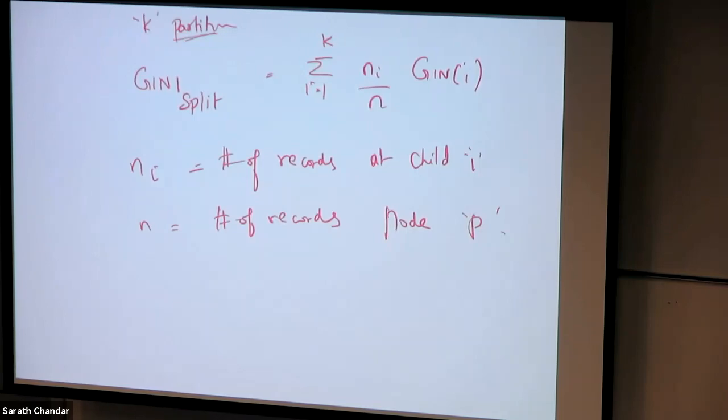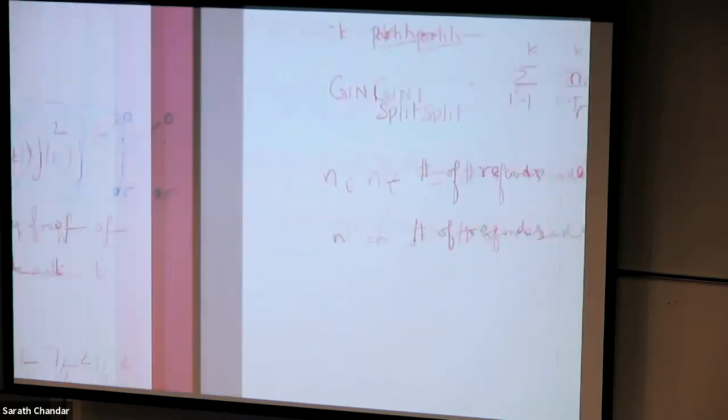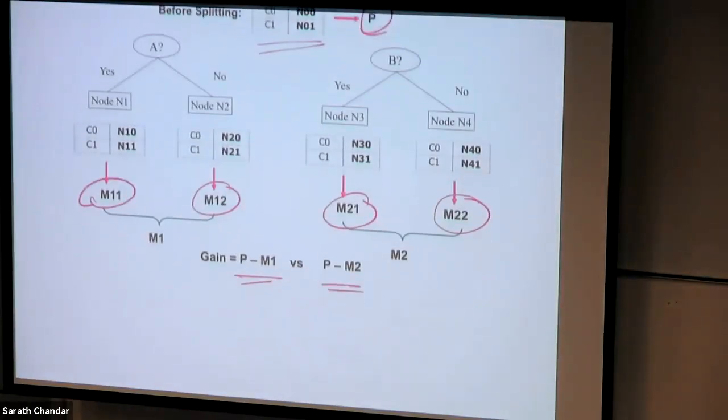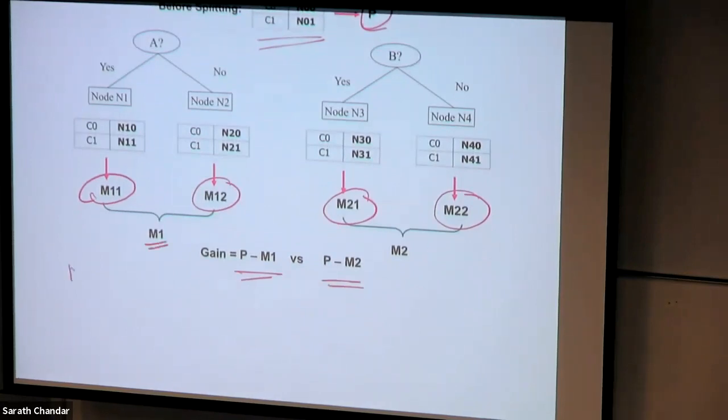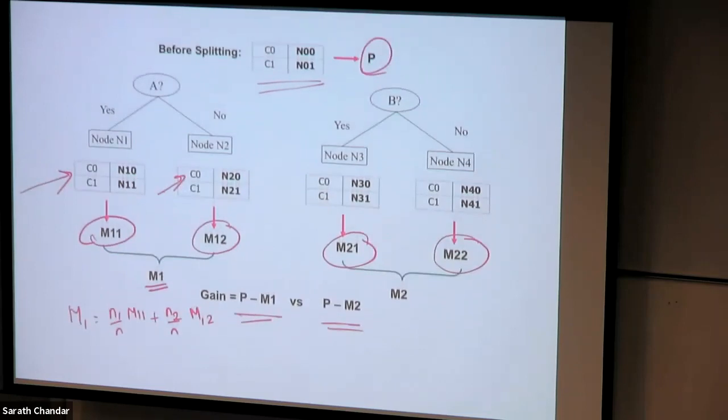Is that clear? So it is just a weighted average. If I go back to this figure, now this M1 is going to be a weighted average. It's going to be N1 by N of M11 plus N2 by N of M12, where N1 is the number of examples in this particular table, N2 is the number of examples in this particular table, and N is the number of examples in the parent table. Is that clear? All simple.